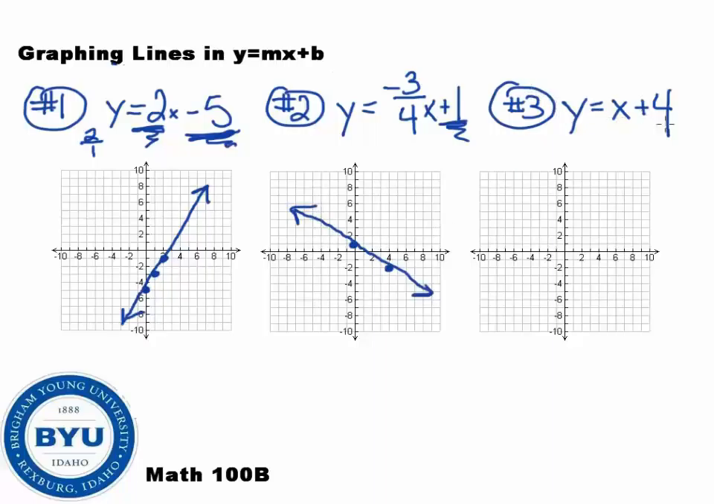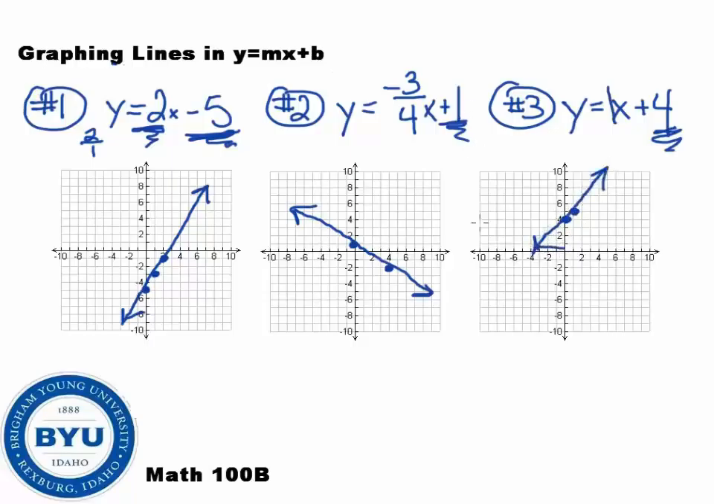Y equals x plus 4. That's got a y-intercept of 4, so I mark that. And the slope's a little tricky here. There's no number in front of that x, so it's an implied 1. So we would rise 1 over 1, and that would be the line.